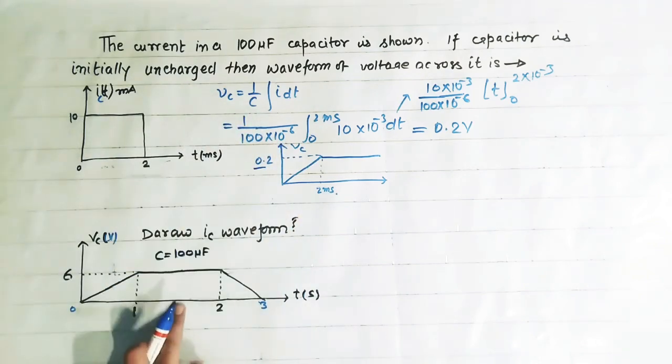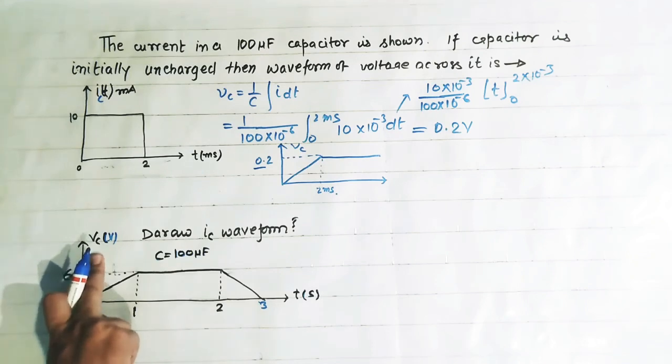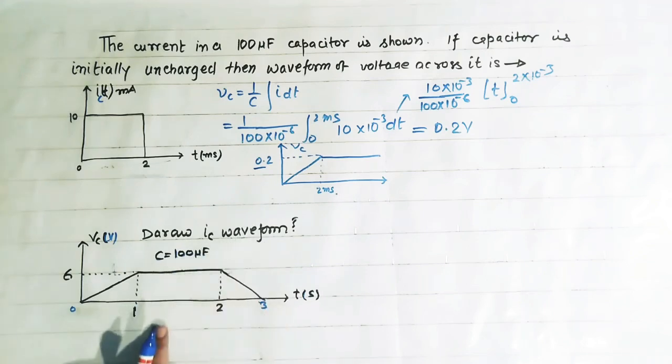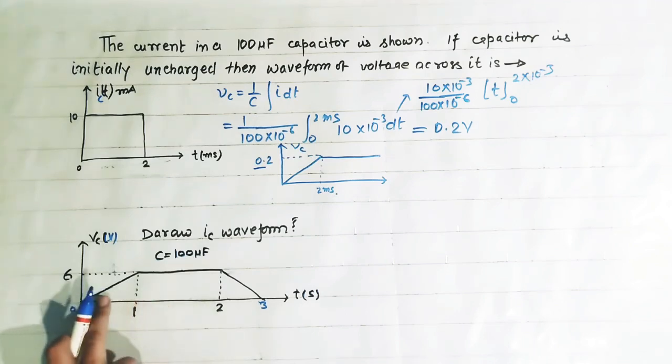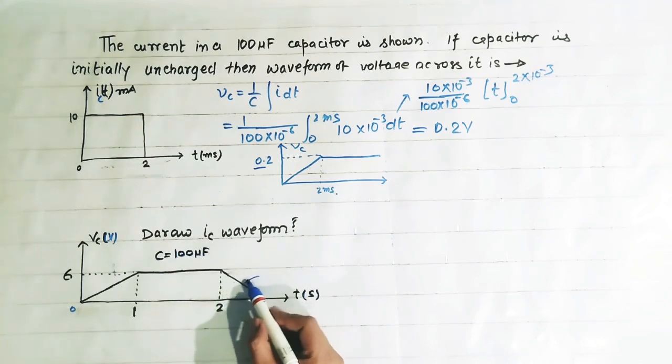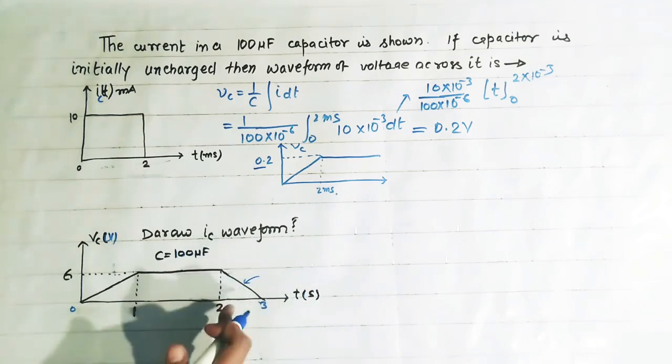Now see this question. In this question the waveform of capacitor voltage is given and we have to draw the capacitor current waveform for this capacitor voltage waveform. See, this capacitor voltage function changes its equation in 3 time slots. First, from 0 to 1 second, the equation of this waveform is a straight line. From 1 to 2 second, this voltage waveform is constant, and from 2 to 3 again the equation is a straight line with negative slope.